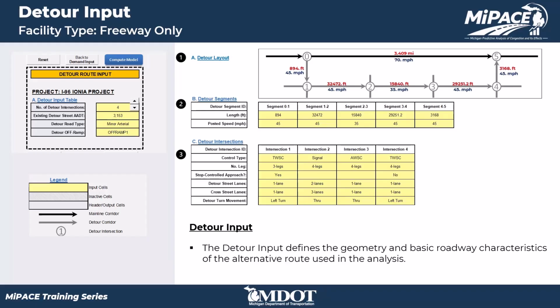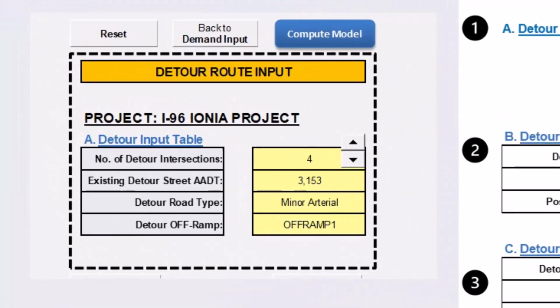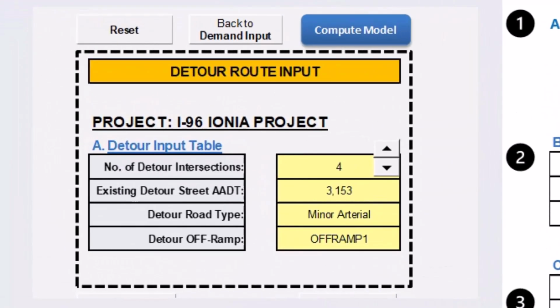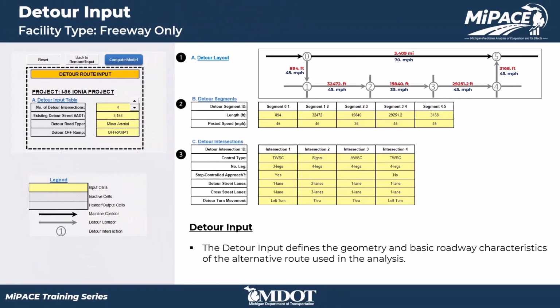The screen is organized in 3 numbered sections: the detour layout, the detour segment table, and the detour intersection table. On the left, the detour input table contains 4 setup inputs: the number of detour intersections, the existing detour street ADT and detour road type, and the freeway off-ramp used by the detour. We'll go through these sections in order.